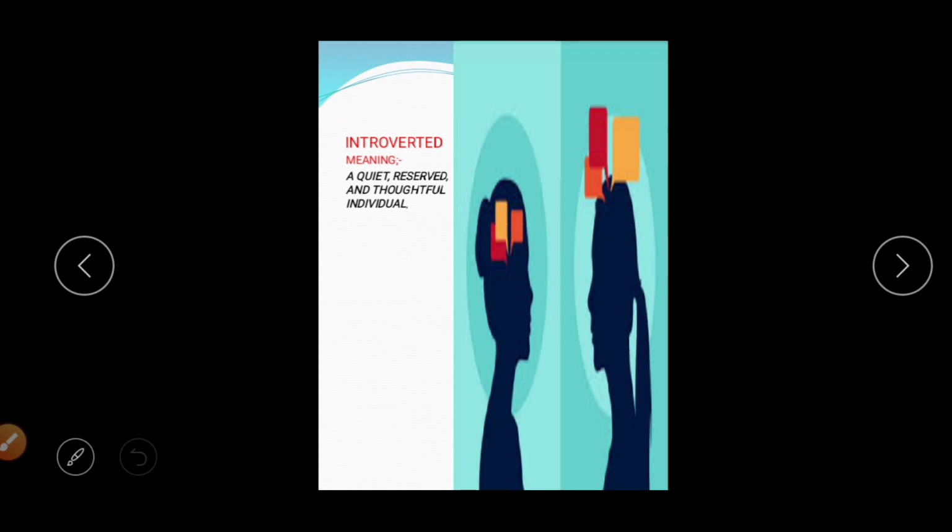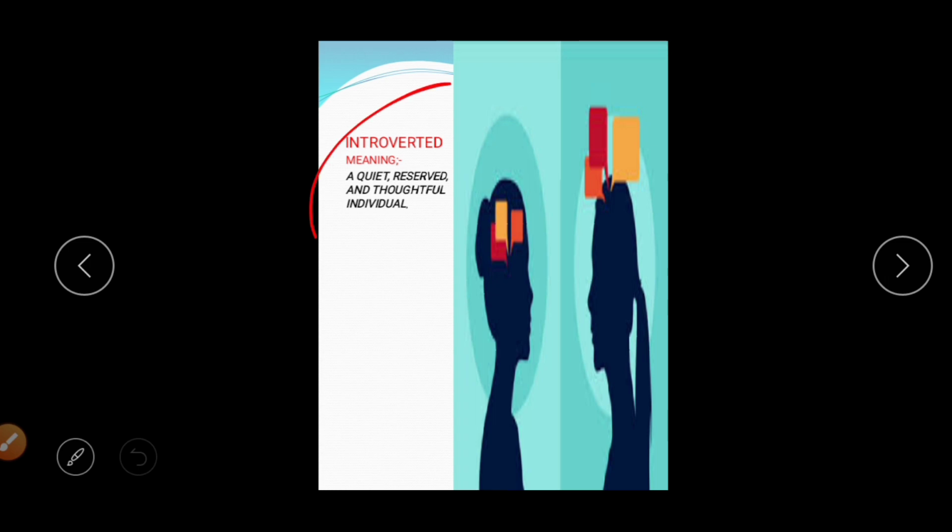The next rubric is introvertedness. Though she has been suffering since many years, she used to keep everything in her mind. She never goes to tell the issues that are happening in the family. Never goes to tell her parents, her relatives. This tells her introverted nature. Introverted means a quiet, reserved and thoughtful individual. So this type of introvertedness I have seen in her.